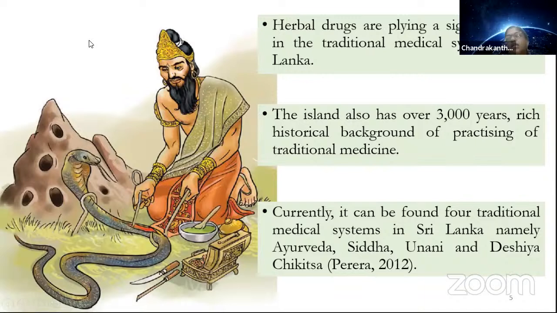Sri Lanka has a rich historical background of practicing this traditional medicinal system, which totally depends on plant diversity. Currently, four traditional medicinal systems can be found in Sri Lanka, namely Ayurveda, Siddha, Unani, and Desha. These are from other major languages in Sri Lanka, with Sinhalese names, almost similar names in our language as well. It's very common. So these are the four different types of traditional medicinal systems being practiced in our country for more than, as I said, 3,000 years.